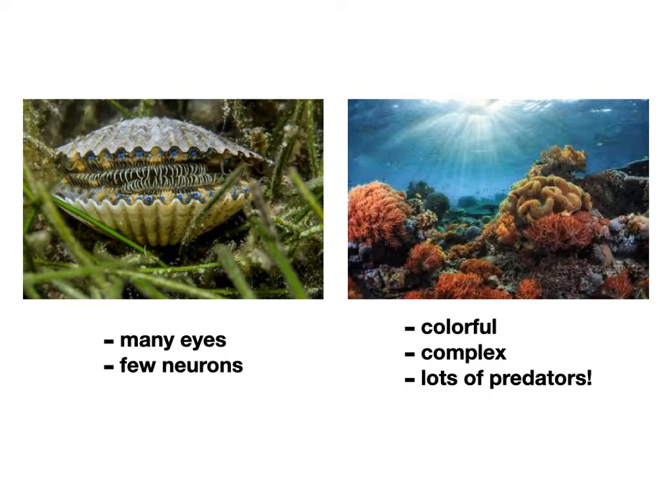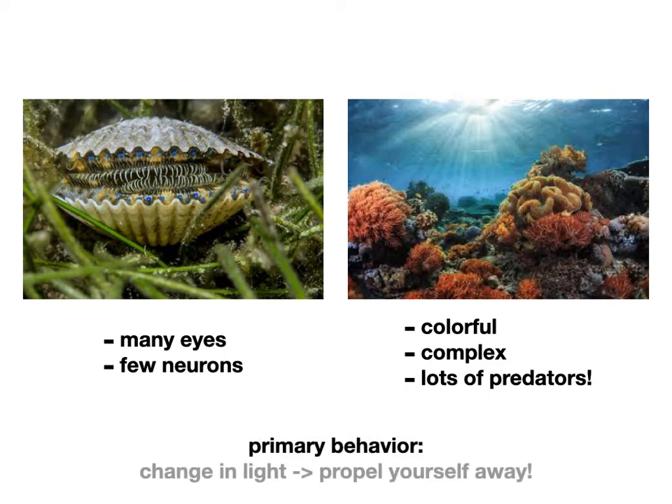One of its primary behaviors that it needs to be able to survive is detect a change in light, propel yourself away. You may not know this, but scallops can move. This is why they have this clammy shape. They can open and close their shell rapidly to locomote. They'll puff themselves across the seafloor and try to get somewhere where there's not a predator. So here's the question.